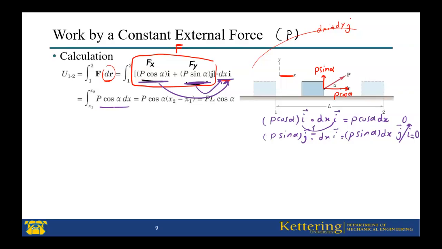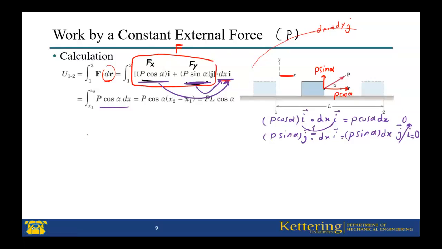Now, if we calculate this integral, P cosine alpha dx equals, P cosine alpha is constant because it's a constant external force, and the integral of dx will be x2 minus x1. And x2 minus x1 is L, so it will be PL cosine alpha.